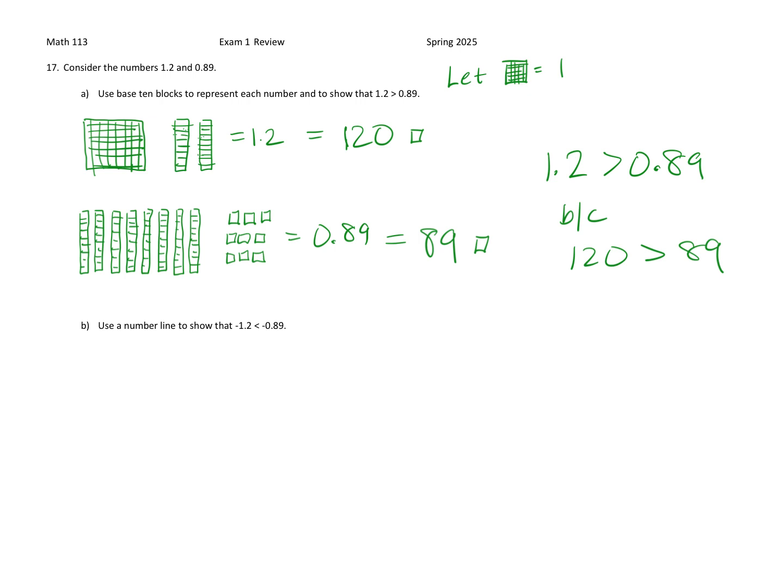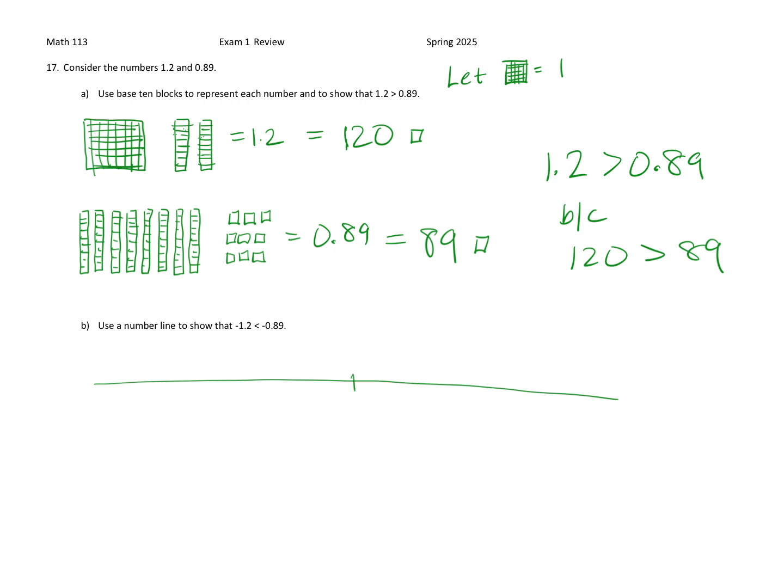Okay, B, use a number line to show that negative 1.2 is less than negative 0.89. So I already know that 1.2 is bigger than 0.89. We just did that in the first part. Okay, so let's put those on.